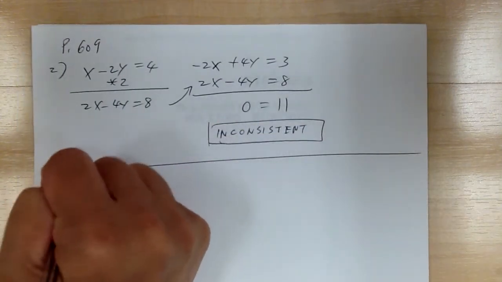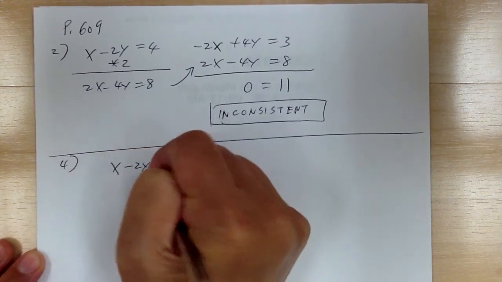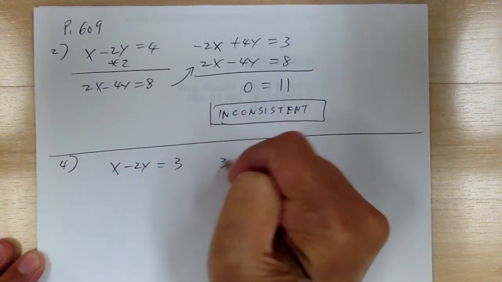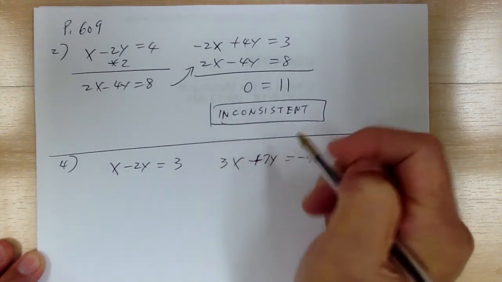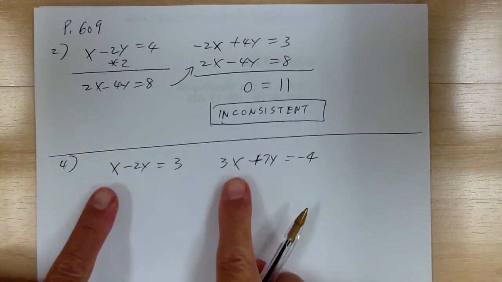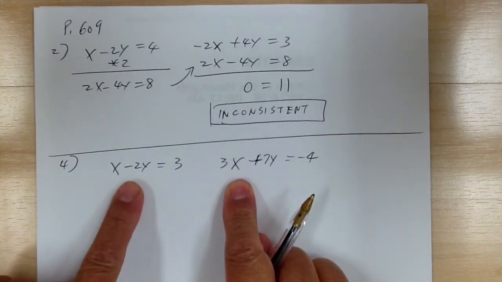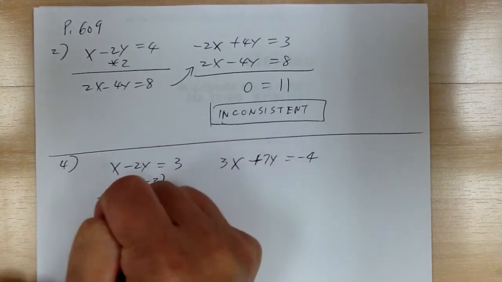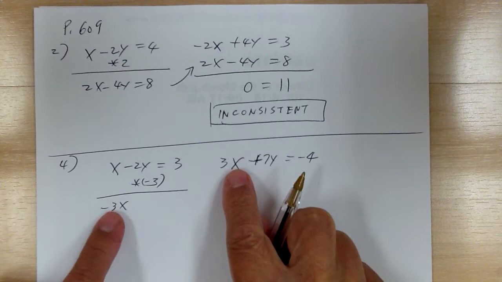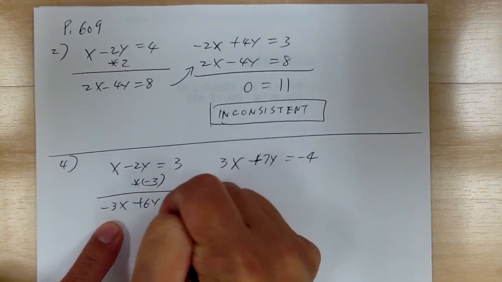Let's go to number 4. We have x minus 2y equal to 3, and 3x plus 7y equal to negative 4. So I'm going to make the x opposite because they are easier to do. So I need to multiply this by negative 3. So I get negative 3x, right? So that will be opposite. So plus 6y equal to negative 9.